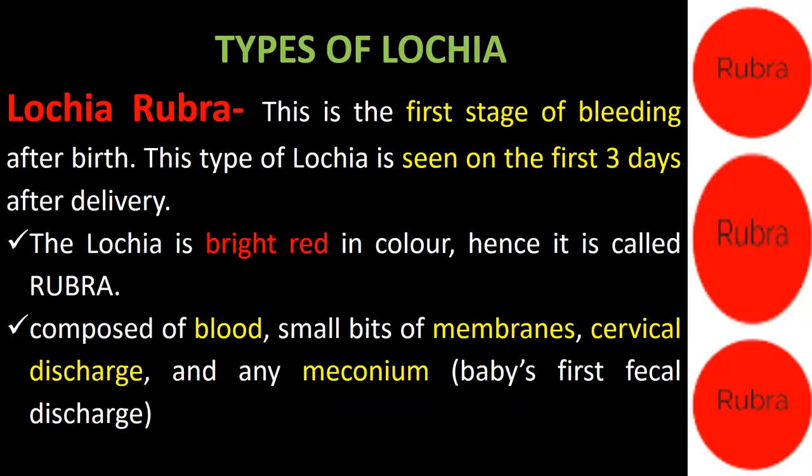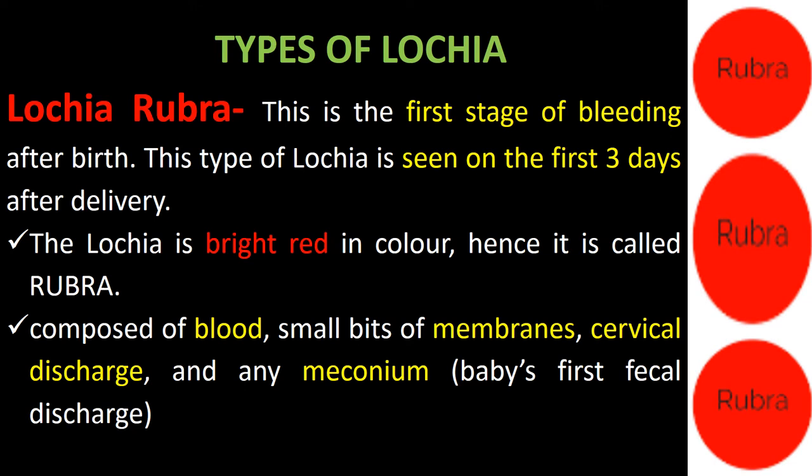Now we have the different types of lochia. Number 1 is lochia rubra. This is the first stage of bleeding after birth. And this bleeding or lochial discharge is typically seen on the first 3 days after delivery.